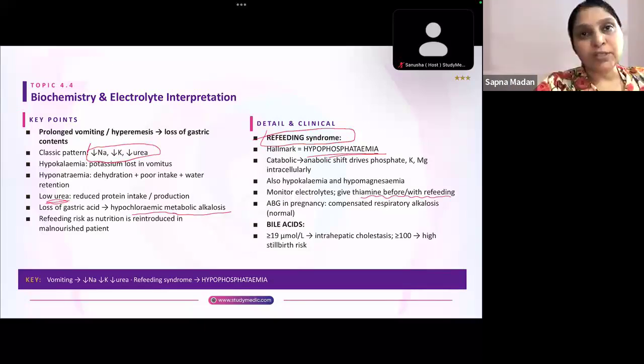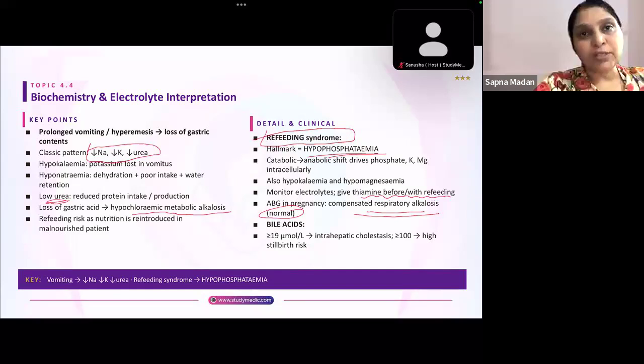All right, ABG in pregnancy. The normal pregnancy ABG, I think we'll be discussing that tomorrow, is going to be a compensated respiratory alkalosis, and that is normal. Okay, so the values we will be discussing tomorrow.